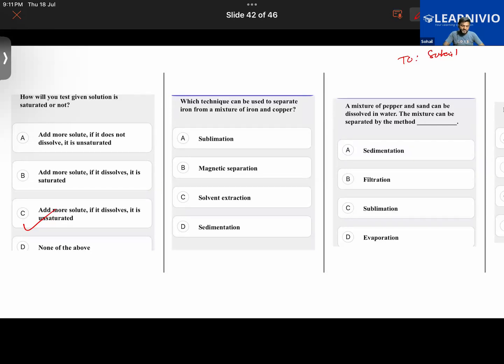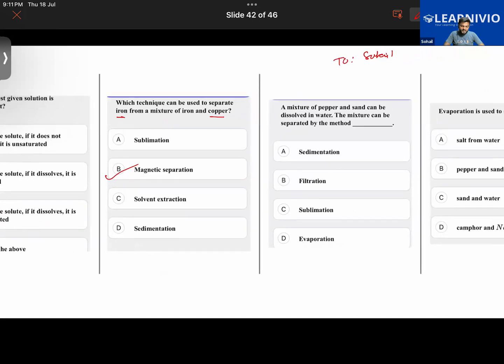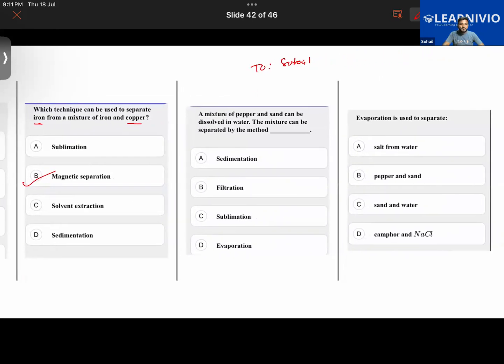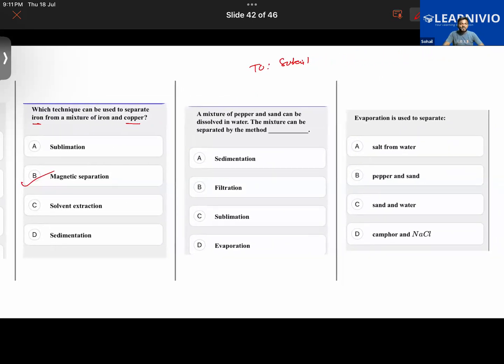Let me clear the second one. Iron is magnetic in nature and copper is not magnetic. So iron will be attracted towards a magnet, hence magnetic separation will be done. Okay, now for the third: copper is non-magnetic, iron is magnetic. Getting it now? For the third one, a mixture of paper and sand can be dissolved in water. The mixture can be separated by the method of filtration.